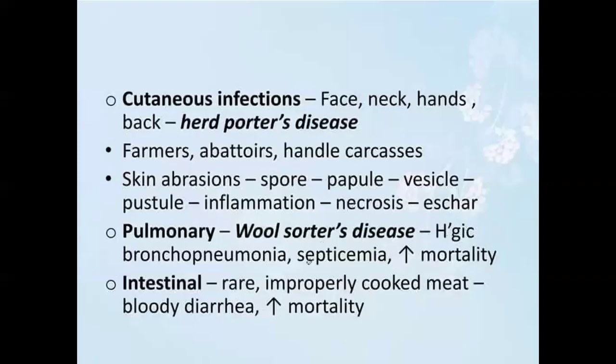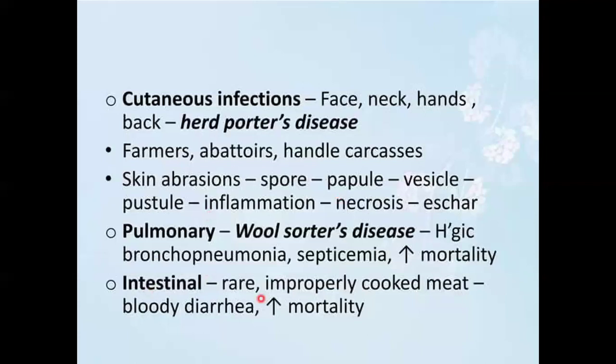And then septicemia. This septicemia happens when the bacteria enter the blood, and then this increases the rate of mortality. So you can compare between cutaneous and pulmonary. Which one is more likely to kill you, when you get cutaneous anthrax or pulmonary anthrax? Pulmonary. Pulmonary, very good.